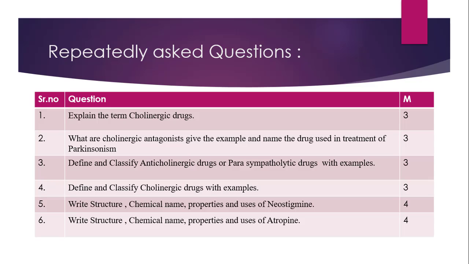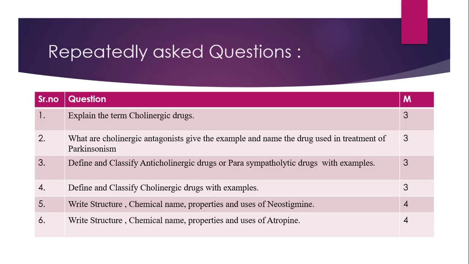Then question number 4, define and classify cholinergic drugs with examples. This question is also asked for 3 marks. Here you are supposed to write down the classification of cholinergic drugs, or parasympathomimetic drugs. That means the effect which is mimicked, the parasympathetic effect is mimicked, so it is parasympathomimetic or cholinergic.